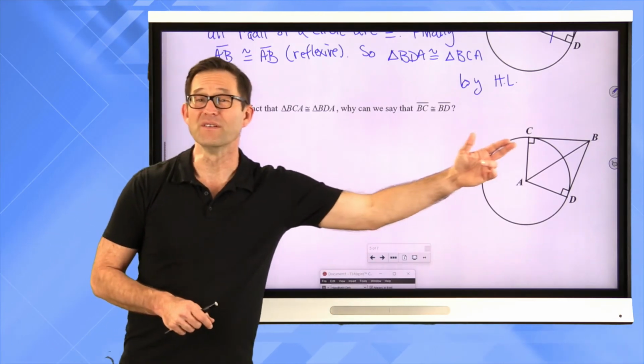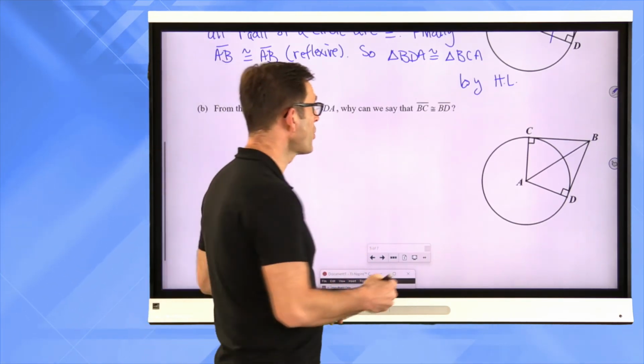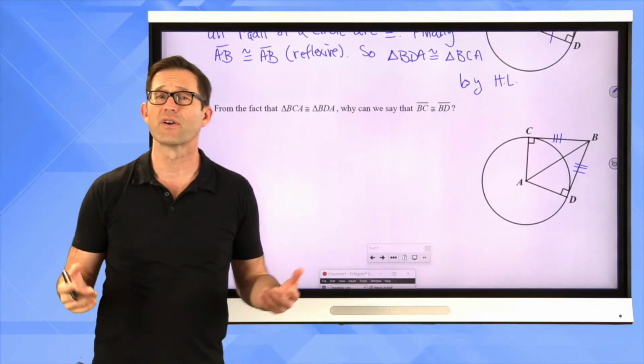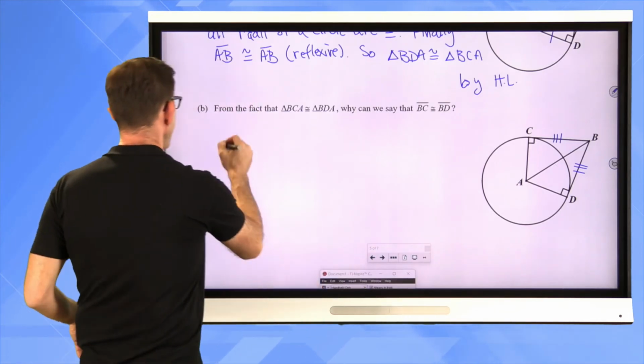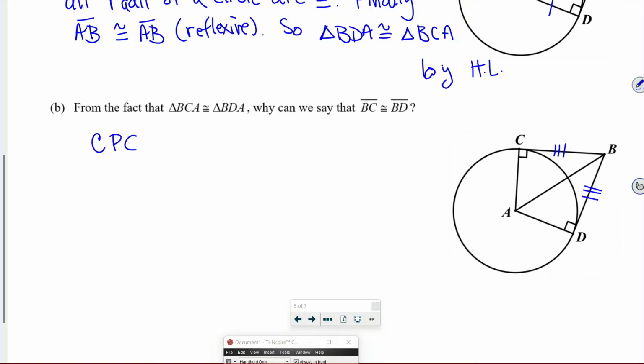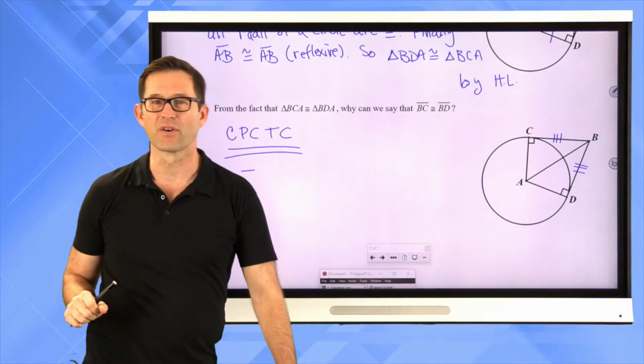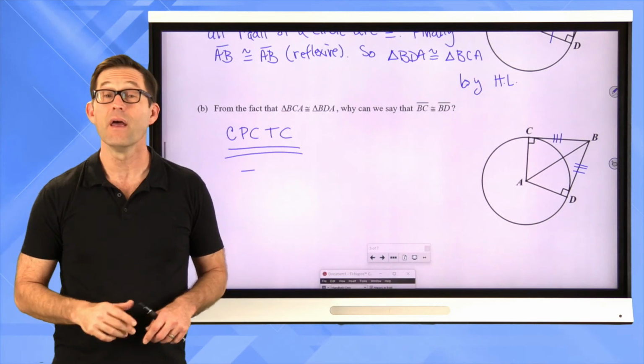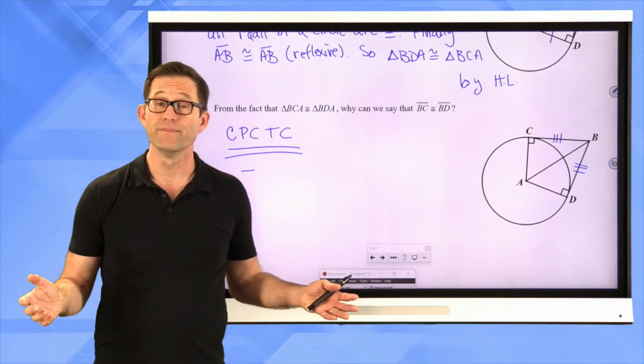Well, now that we know these two triangles are congruent, of course BC is congruent to BD because they are corresponding parts of congruent triangles, right? In fact, we could just say CPCTC: corresponding parts of congruent triangles are congruent. Easy enough, all right?